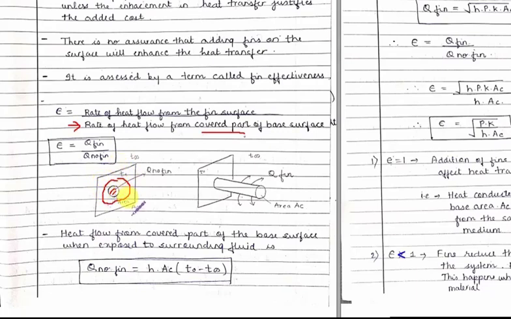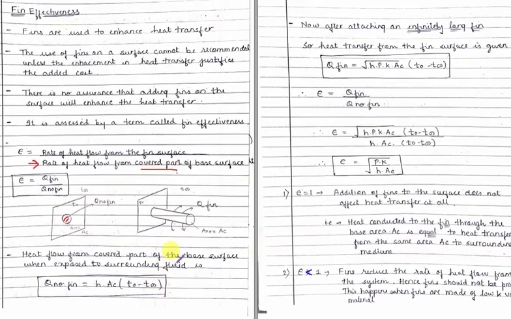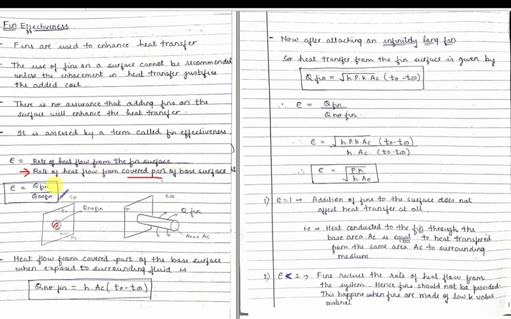So the area is AC. So h A_C (T0 minus T infinity), right? Now the next part, this numerator part we have seen. Now the denominator we have seen. Let's focus on the numerator now.